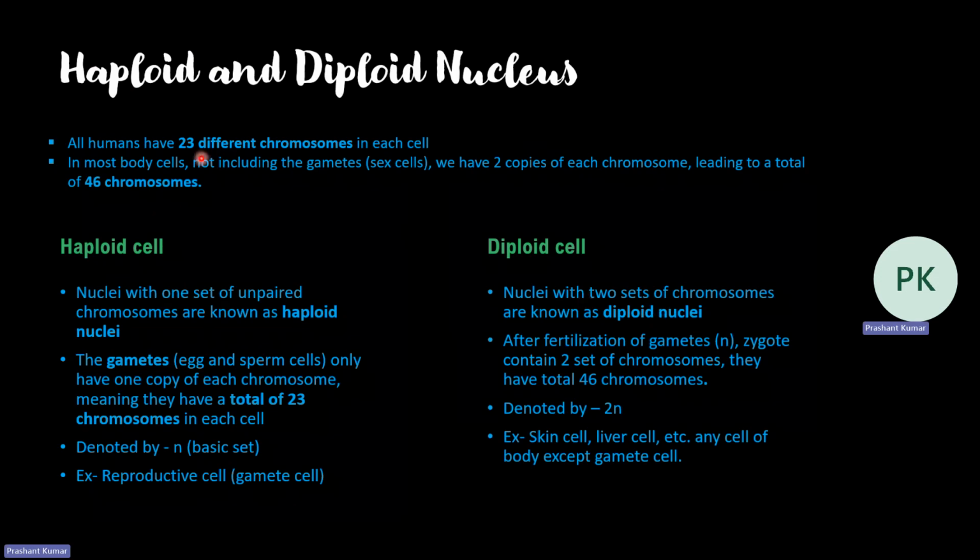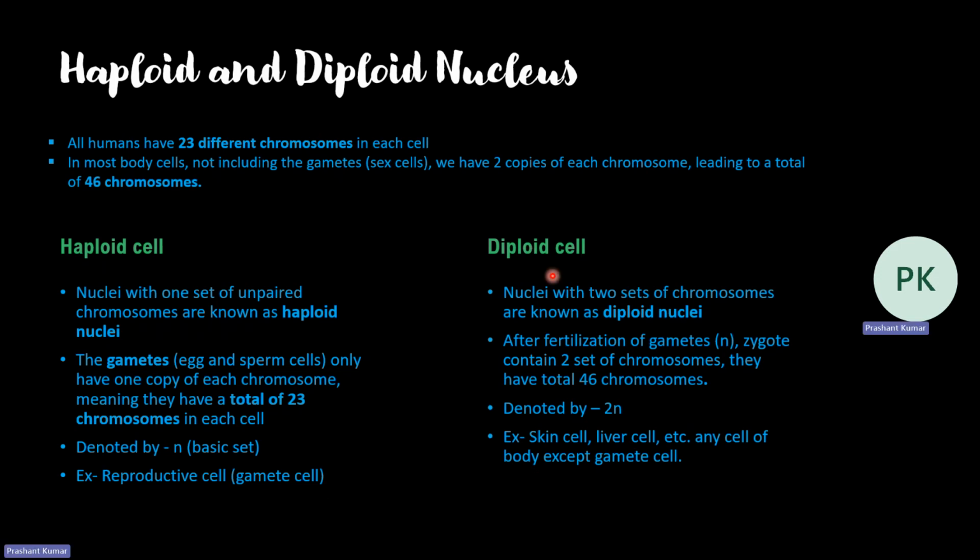Haploid and diploid nucleus. As the name suggests, haploid means half number of chromosomes. And when we say half number of chromosomes, the meaning is the chromosomes are unpaired. Unpaired means they are not in the paired form. They are one set. All gametes have half chromosome number. Generally, we denote it by small n, also called basic set. Example, all gamete cells. You can write egg cells, sperm cells, pollen grain, ova.